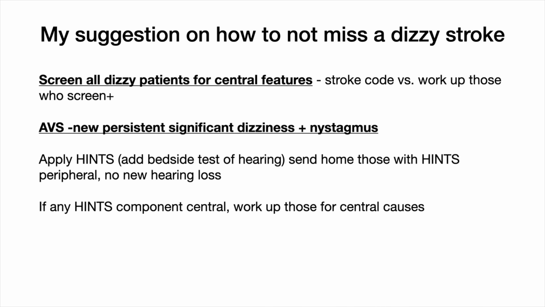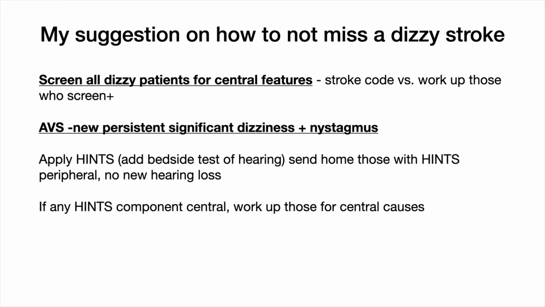So to bring it all home, here's my suggested approach to help you not miss a dizzy stroke. First, screen all dizzy patients for central features. Those who screen positive should be worked up for stroke. If they have unequivocal neurological deficits beyond vertigo and nystagmus, initiate a stroke code. Next, in those patients with new persistent dizziness and nystagmus, in other words, the acute vestibular syndrome, apply the HINTS exam, adding the bedside test of hearing to catch the ICA strokes. To send a patient home with a diagnosis of vestibular neuritis, the patient can't have nystagmus that changes direction with gaze, or vertical skew, or have a new hearing loss.